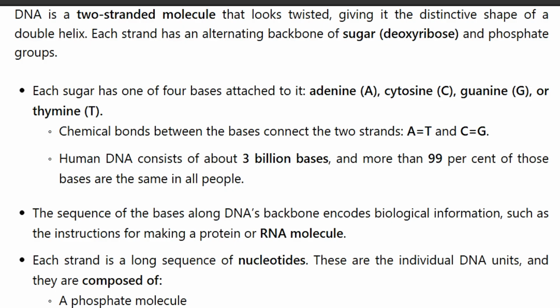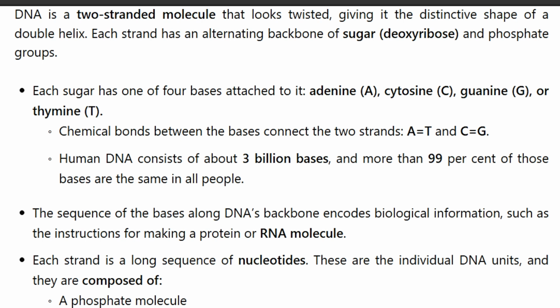Structure of DNA. DNA is a two-stranded molecule that looks twisted, giving it the distinctive shape of a double helix. Each strand has an alternating backbone of sugar, deoxyribose, and phosphate groups. Each sugar has one of four bases attached to it: adenine, A, cytosine, C, guanine, G, or thymine, T. Chemical bonds between the bases connect the two strands, A equals T and C equals G.